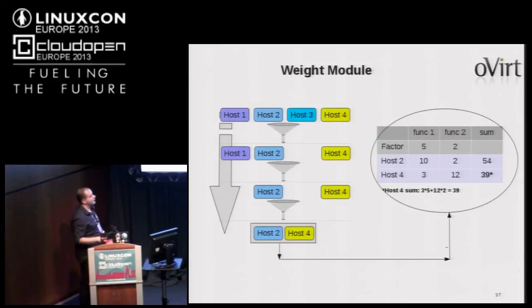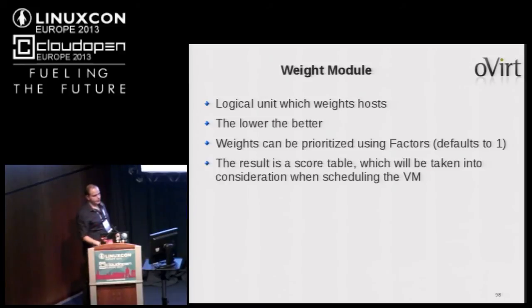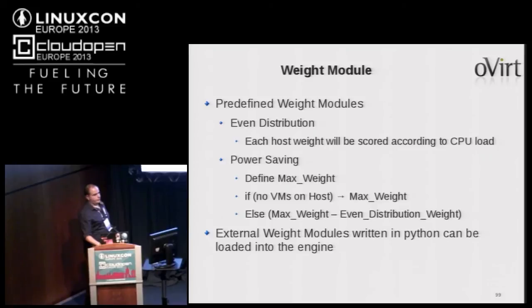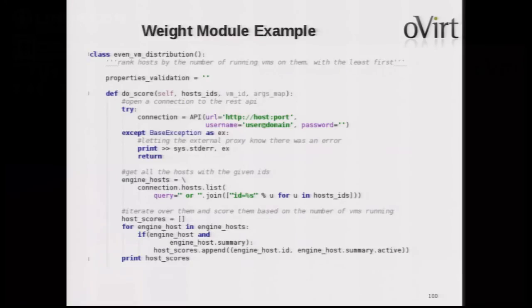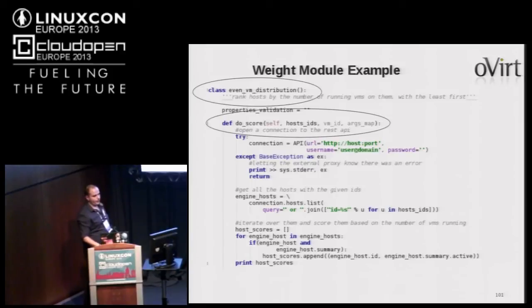Okay, so that's the filter. Now, assuming I'm left with several hosts, I have the weight module. Again, the lower the better. We use the current policies we have for evenly distributed and power saving, and we created a weight module for them. I won't get into that, but you can create external weight modules in Python again. So in this example, I show the evenly distributed policy. We have a class with the doScore function, getting the host IDs and the VM ID. These are the hosts that were left after all the filters ran, host 2 and host 4 in our example. And I get the VM ID, that's the VM that I want to run or to migrate, depending on the use case.